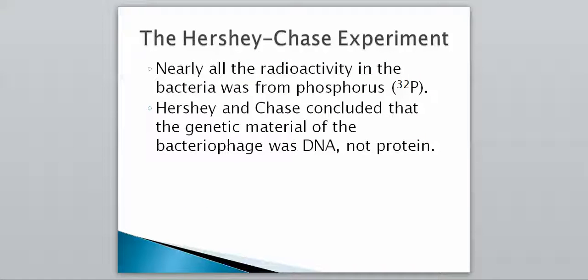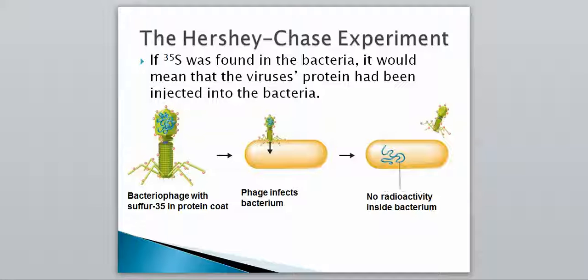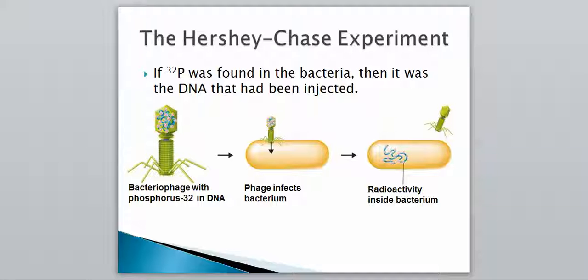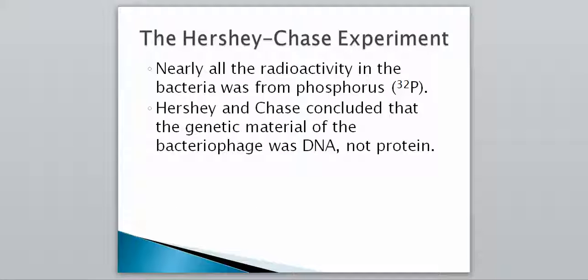Their results were that nearly all of the radioactivity in the bacteria was from phosphorus, and therefore Hershey and Chase concluded that the genetic makeup of the bacteriophage was DNA, not protein. You can see here in our two experiments, no radioactivity in the ones that were treated with sulfur, and lots of radioactivity in the ones that were treated with phosphorus. Therefore, we know that the genetic material of our bacteriophage was DNA and not protein.